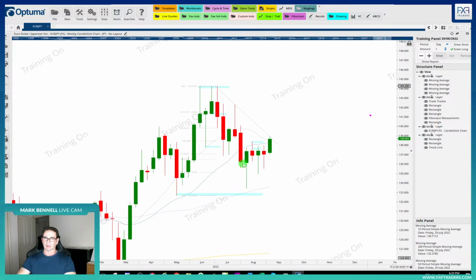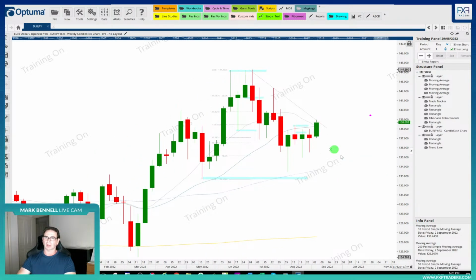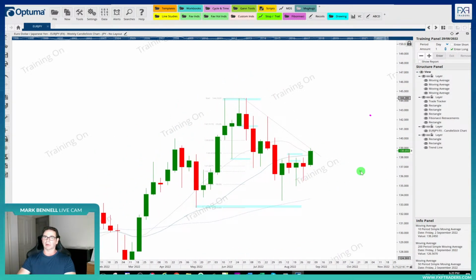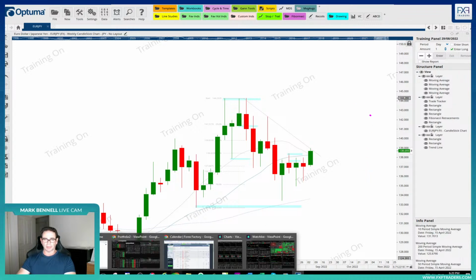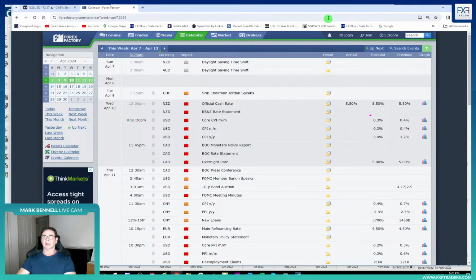You can clearly see here, look, now we're attempting to get back above the 20 on the weekly. So, okay, that's not too bad. It'll be interesting to see how this plays out. So there we go, folks.